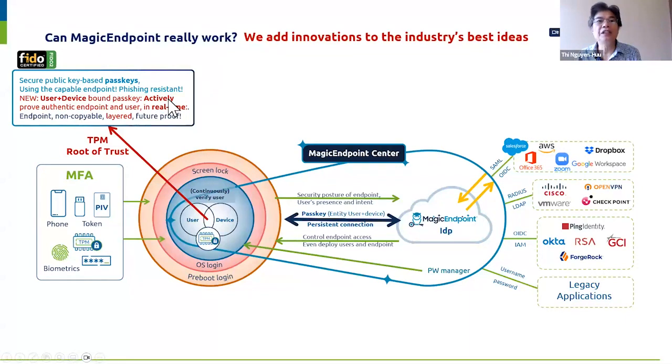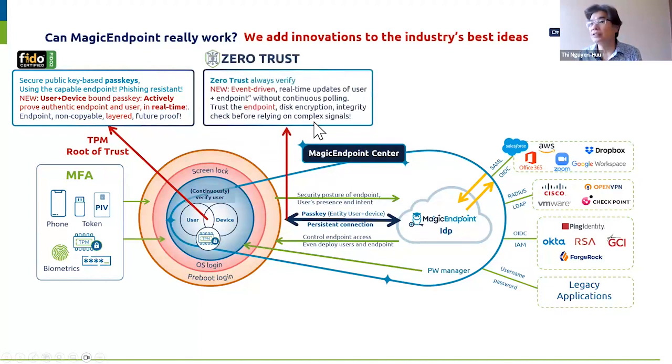So with this, we actively prove that the authentic user is using the authentic endpoint in real time. We use the endpoint, and we use a non-copyable, unshared key for this. And because you use an unshared single device key, the various layers within the FIDO protocol can apply to it. So it has a very strong additional layer of security. Okay? It can also be future-proof, as a TPM will become future-proof with quantum safe technology and so on in the future.